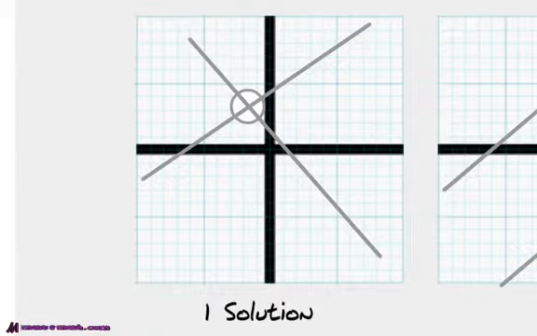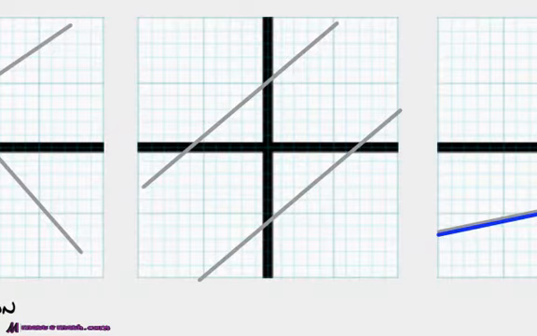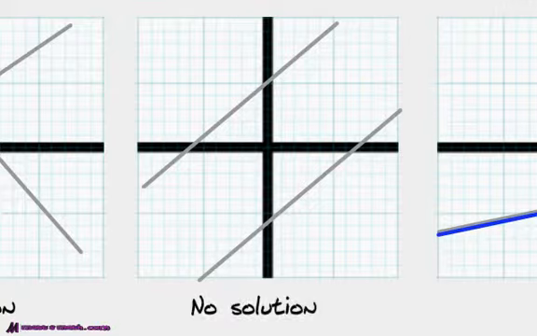In this system, how many solutions? Well, we've got one solution right there, right smack dab in the point right there. One solution, 1 point. How many solutions do we have here? How many times do these lines intersect? Well, if you said none, you were right. There's no solution to this system of linear equations.